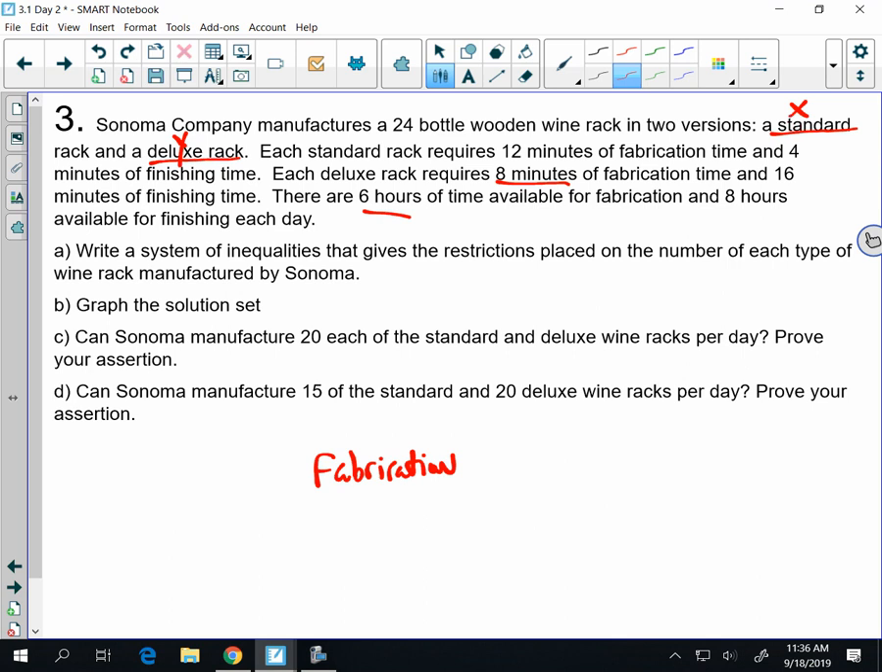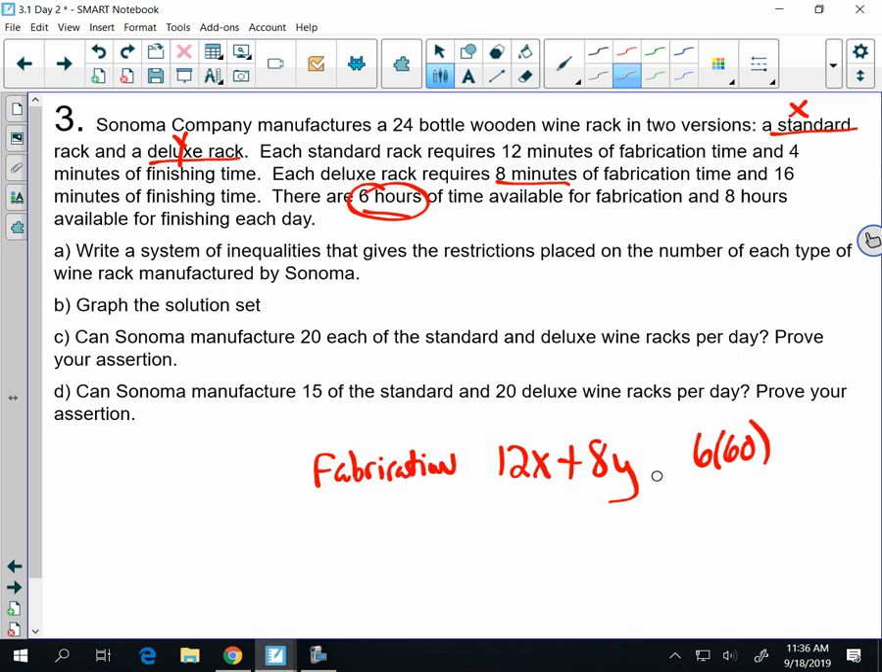For fabrication, the standard rack requires 12 minutes, and the deluxe wine rack requires 8 minutes. And we only have 6 hours of fabrication time. So that would be 6 times 60, sorry, which would be 360 minutes, right?